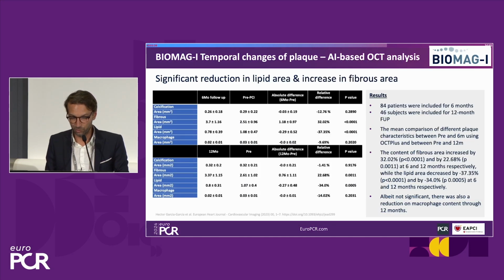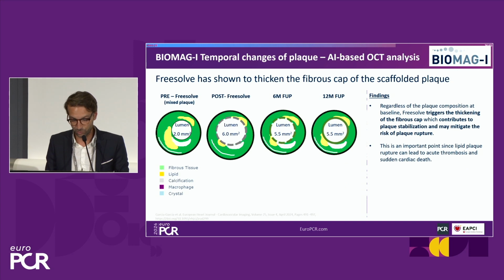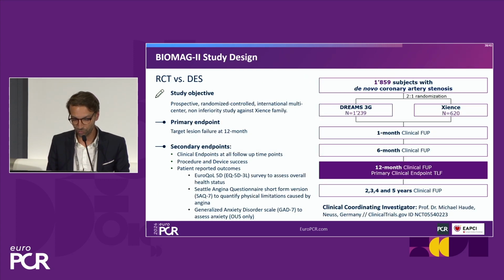And this is probably the most important data, shown by Professor Garcia here: there were temporary changes in the plaque characteristics by imaging, with a decrease in lipid area and an increase in fibrous tissue, and also an increase in thickening of the fibrous cap. That suggests it may have a role in stabilizing the vulnerable plaque and preventing plaque rupture.